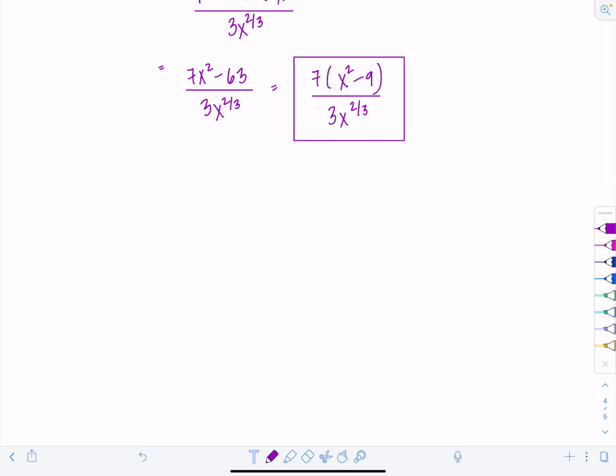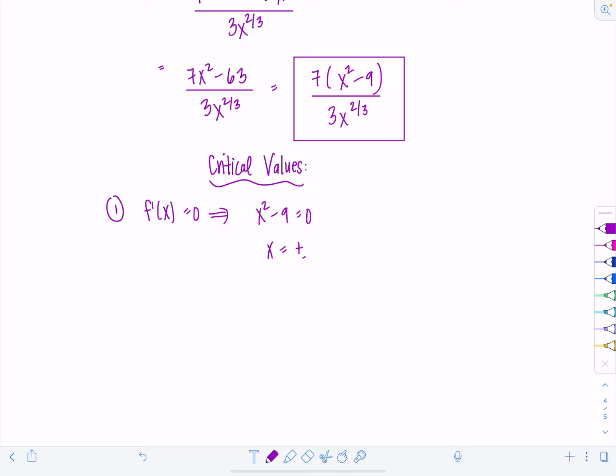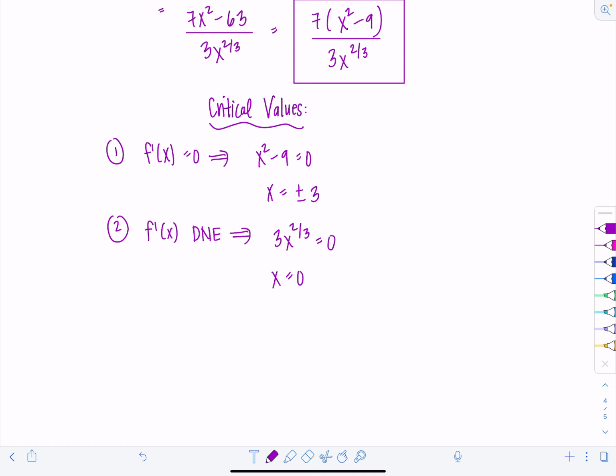All right, so critical values come from two places. One, where f prime of x equals 0. That would mean the numerator equals 0, so x squared minus 9 is 0. The 7's doing nothing for us. So x equals plus or minus 3. Second place is where f prime of x does not exist, which would mean the denominator is 0. 3x to the 2/3 is 0. That only happens if x is 0. And remember, our domain was all real numbers, so everything gets included just fine. So our critical values are plus or minus 3 and 0. Okay?